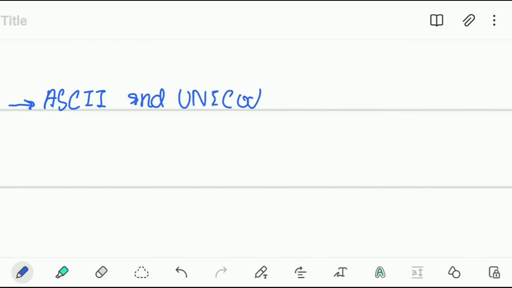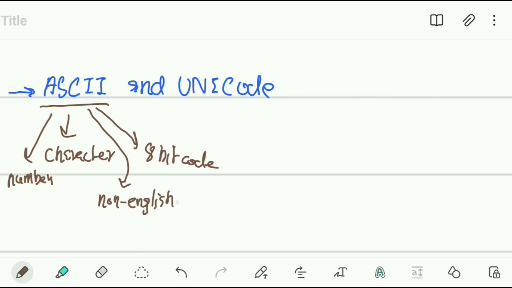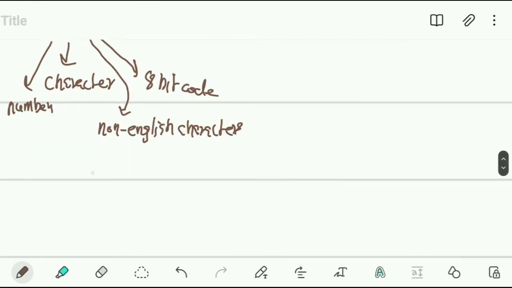So let's start with ASCII. And what is Unicode? ASCII is a way of representing characters. You're representing characters, letters, numbers, non-English characters and drawing characters in an 8-bit code. ASCII uses an 8-bit code to represent characters, numbers, symbols, and non-English characters. The total number of characters that can be represented is 255.